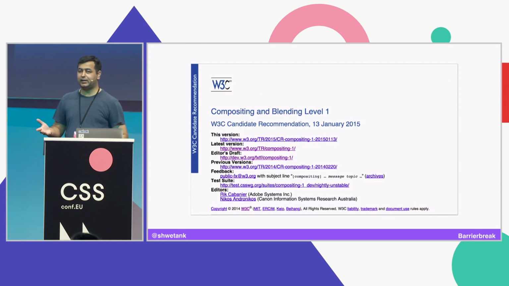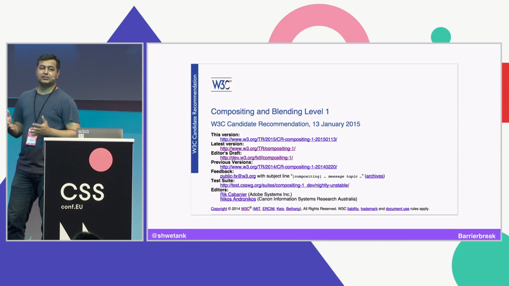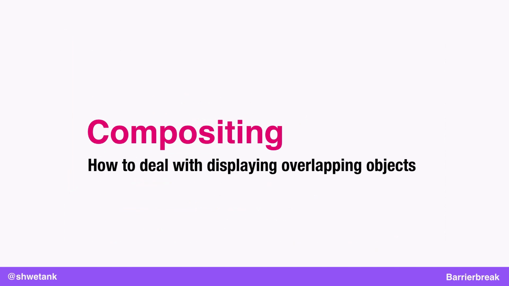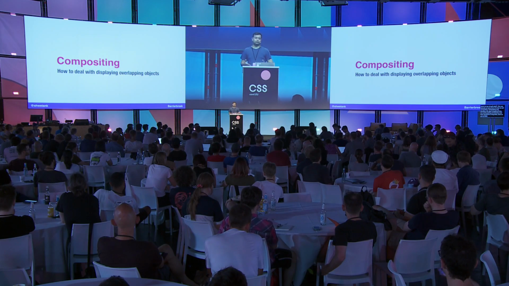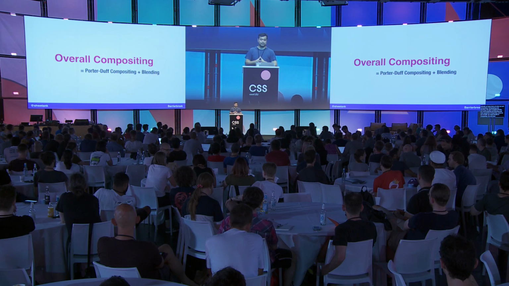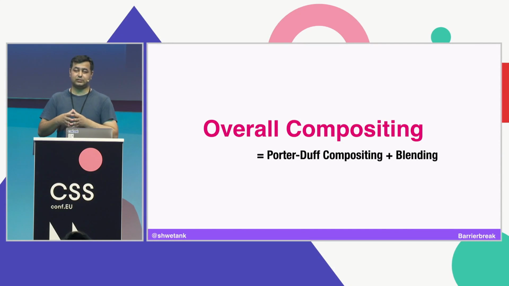So compositing and blending, there's a spec for it as well. The CSS blend mode spec is based off this. But compositing and blending has been there for a long, long time, even as part of SVG. So what exactly is compositing? It's basically how to deal with overlapping objects, right? So overall compositing is Porter-Duff compositing plus blending.